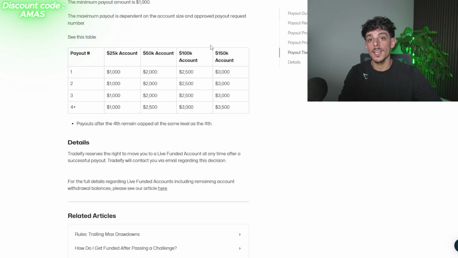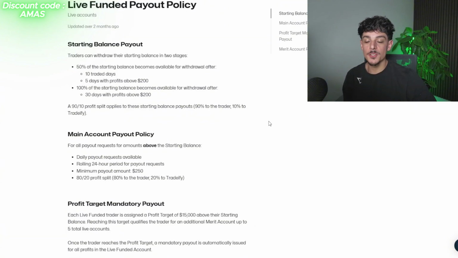On a 150K account, your first 3 payouts will be $3,000, and then your fourth will be a $3,500 payout. But as soon as you get that fourth payout on those accounts, you will be put in a live account with bonuses. Once you get put into a live account, after 4 payouts with Tradeify straight to sim funded accounts and 6 payouts with advanced and growth accounts, you would have 50% of your account balance available after 10 trading days, and 5 of those days need to be above $200 of profits, and then you would have access to 100% of the balance of your live account after 30 days of $200 profits.